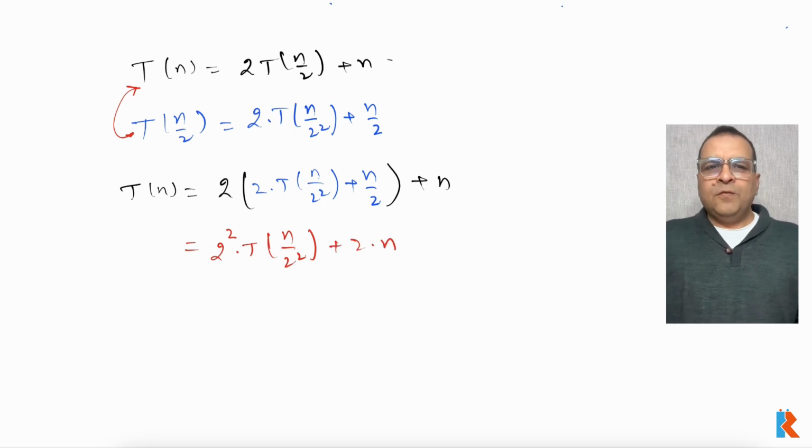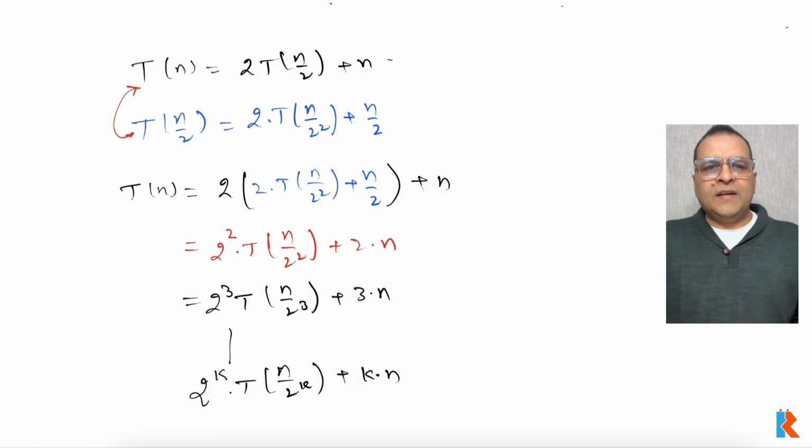If you further substitute, we will get T(n) equal to 2 cube T of n by 2 raised to the power 3 plus 3 into n. So after k steps, it will become equal to 2 raised to power k times T of n by 2 raised to power k plus k into n.